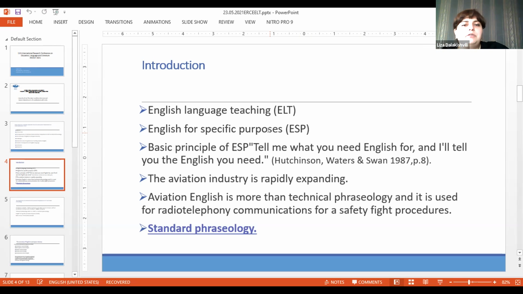Aviation English is also a field of English for specific purposes, with the basic principle: tell me what you need English for, and I will say which English you need. As the aviation industry is rapidly expanding, the main purpose was to follow the standard phraseology, and especially during radio communications, aviation English is mostly used.